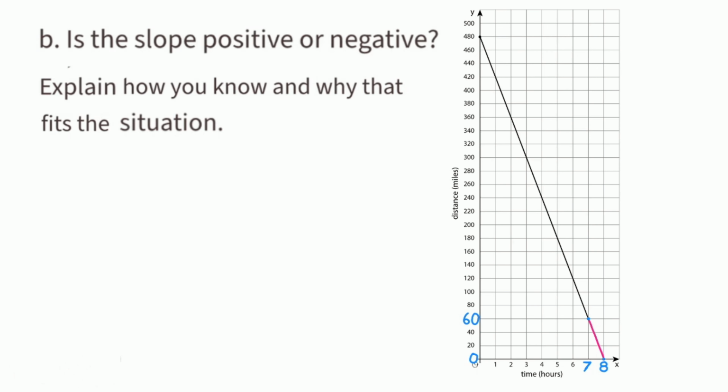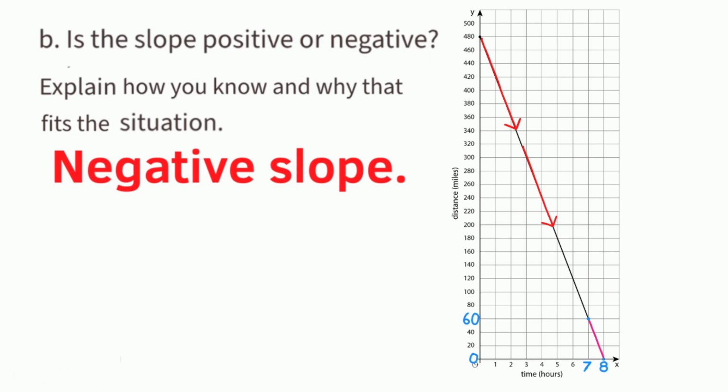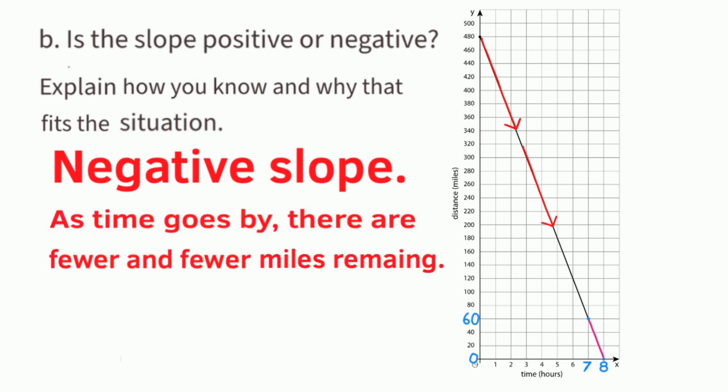B. Is the slope positive or negative? Explain how you know and why that fits the situation. In looking at the line, I can see the slope. On the left-hand side, up on top, it heads down to the right, and that means a negative slope. And that fits the situation because as time goes by, there are fewer and fewer miles remaining.